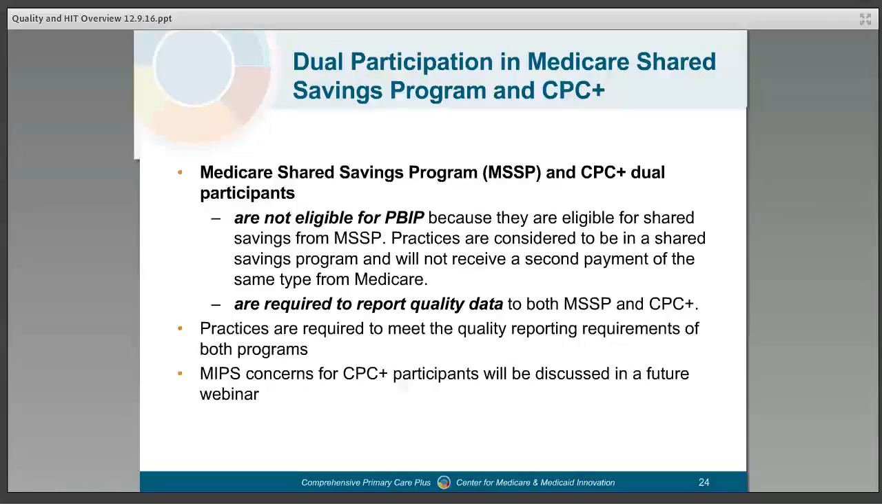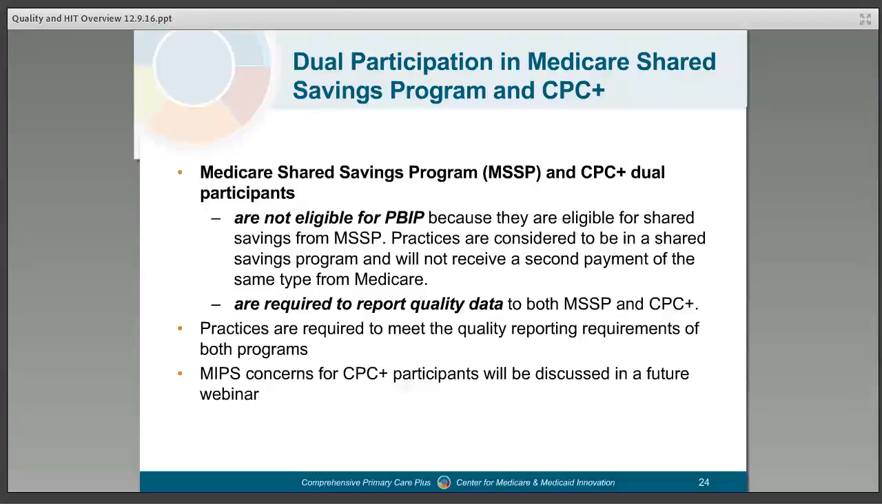And finally, dual participation in the Medicare Shared Savings Program and CPC Plus. So for those of you who are in ACOs that are in the Medicare Shared Savings Program and also in CPC Plus, you will not be eligible for the PBIP. That doesn't mean you don't have to worry about the reporting required for CPC Plus. In fact, you do have to worry about it. You do have to report the quality data required by us and by MSSP.